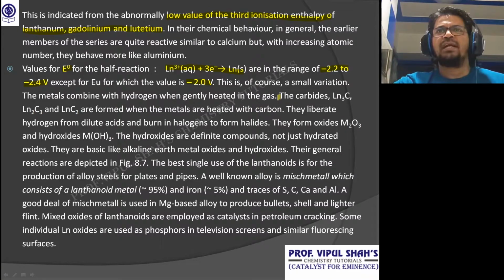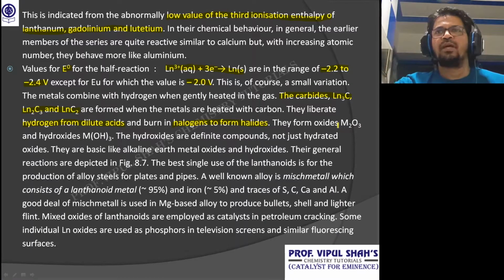Then people, we have some of the properties, as they are metals. They form carbides and different compounds. Like if you remember, in alkynes, calcium carbide with water gives acetylene, same way. So Ln3C, where Ln is all lanthanides. These are the different types of carbides it forms when heated. Then it liberates hydrogen when it reacts with dilute acids. That's a confirmation. Any metal, when it reacts with an acid, liberates hydrogen gas, and they burn with halogens to form their halides, again in the +3 state.